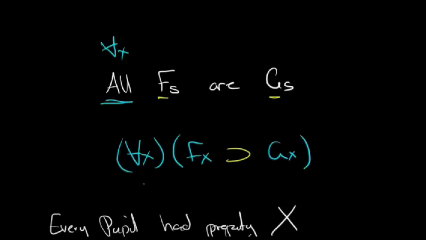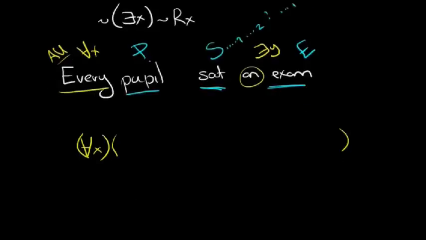So we can start off in the same way, right? It's going to have the same kind of structure as this. So every x is such that if x is a pupil, then something is true of it. And the thing that's true of it is that it sat an exam. So how are we going to go about saying that? Well, because we need to make this existential statement, another way of saying this second property is that every x is such that if it's a pupil, then there is something, that thing is an exam, and the pupil sat it.